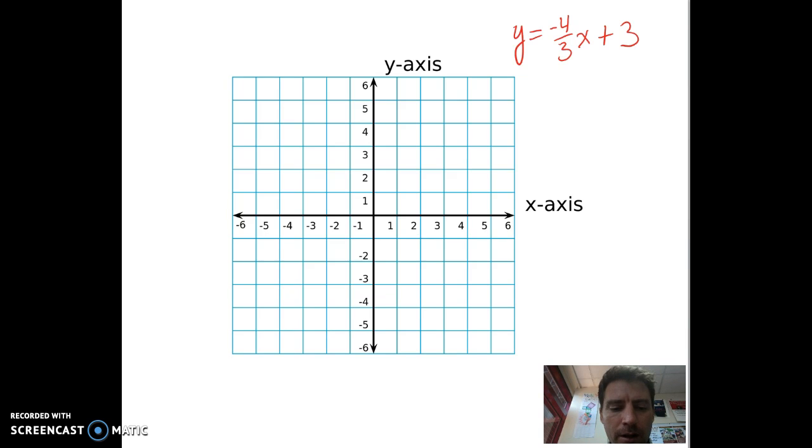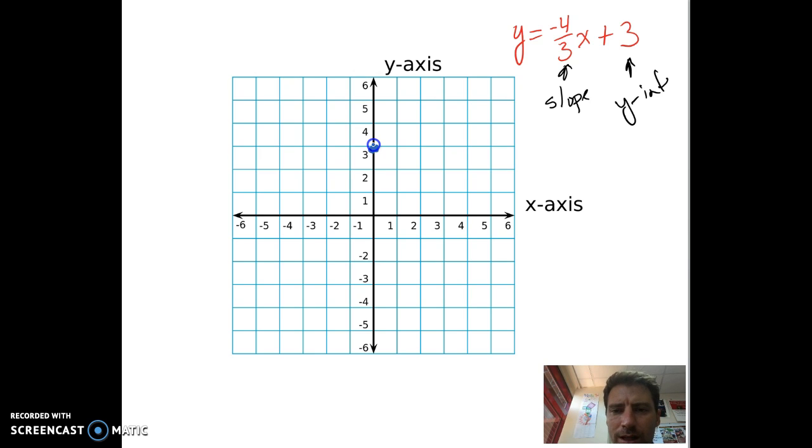Finishing this up, we have y equals negative 4/3 x plus 3. Remember, this plus 3 is the y-intercept, and this is the slope. So I'm going to start with the y-intercept, which is plus 3. I go 0, then up 1, 2, 3, and I put a little dot. This is my y-intercept right there. Now from here I can do my slope.